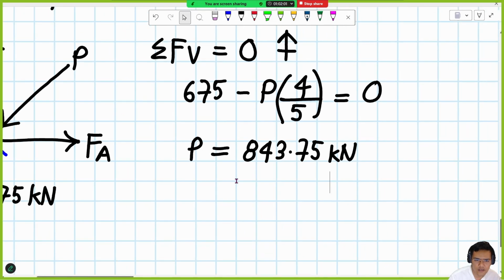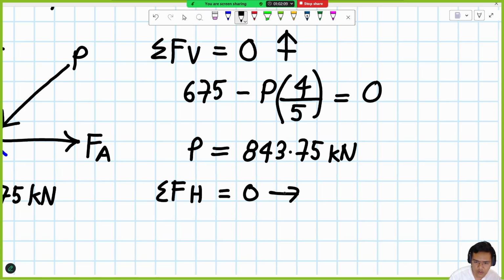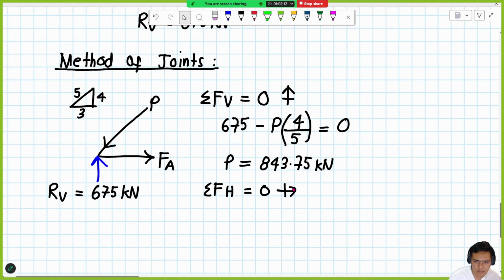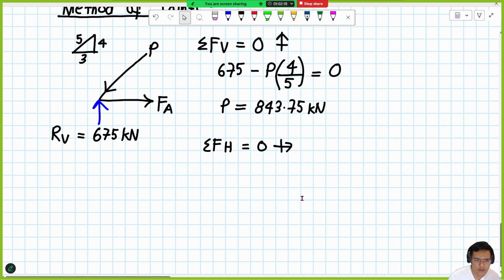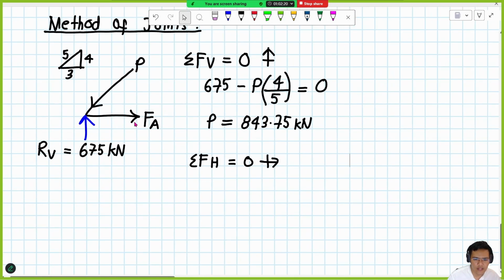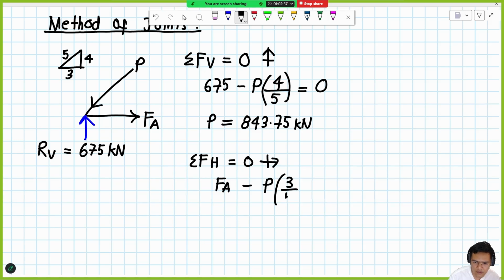Okay? Now, the next equation would be summation of forces horizontal. Going to the right as positive. Okay? So, may layo natin to. So, we would have, going to the right as positive, F sub A, positive yan, going to the right. Minus yung P, no, with a certain component. Again, we need to use the horizontal component, so meaning that is 3 over 5. Okay? Equal to 0.